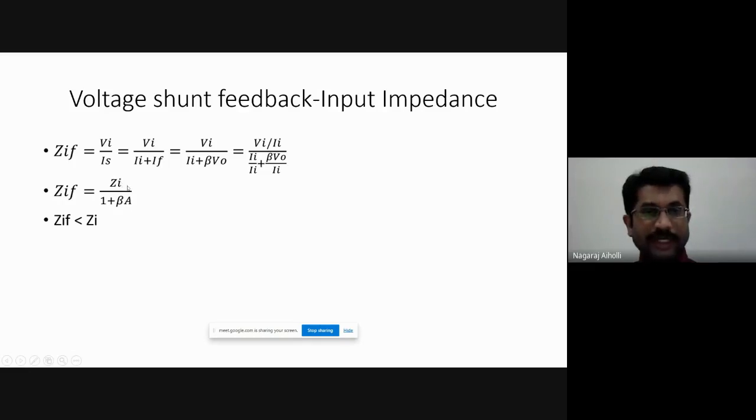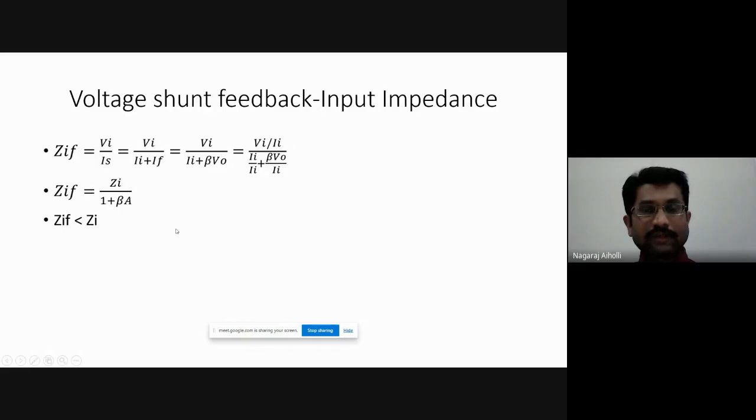Suppose if you take Zi as, say, 10, and 1 plus beta A, suppose I am giving an example, is 2. Then 10 divided by 2 will be 5. So Zif will be 5, Zi is 10. So Zif is less than Zi. The input impedance with feedback is less than the input impedance without feedback for the voltage shunt feedback amplifier. So for the voltage shunt feedback amplifier, the input impedance with feedback we are getting is Zi divided by 1 plus A beta.